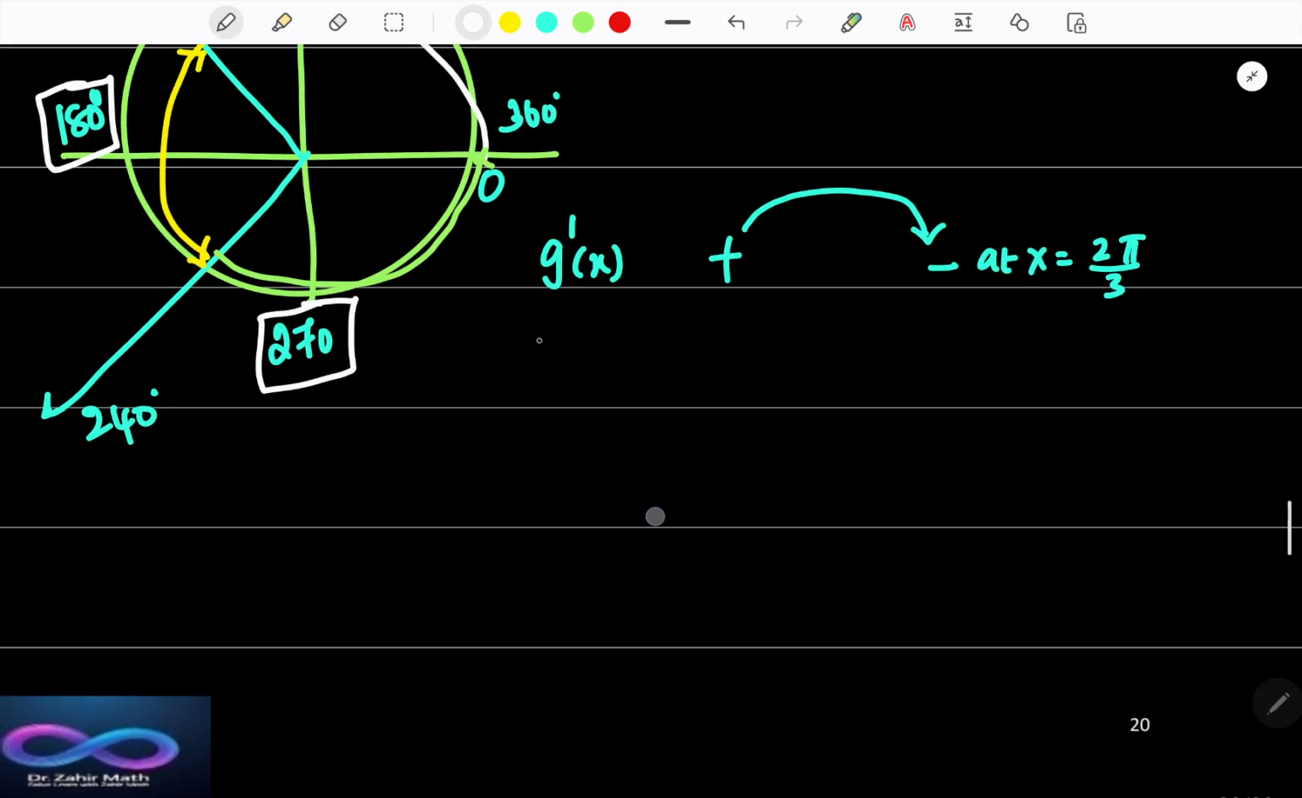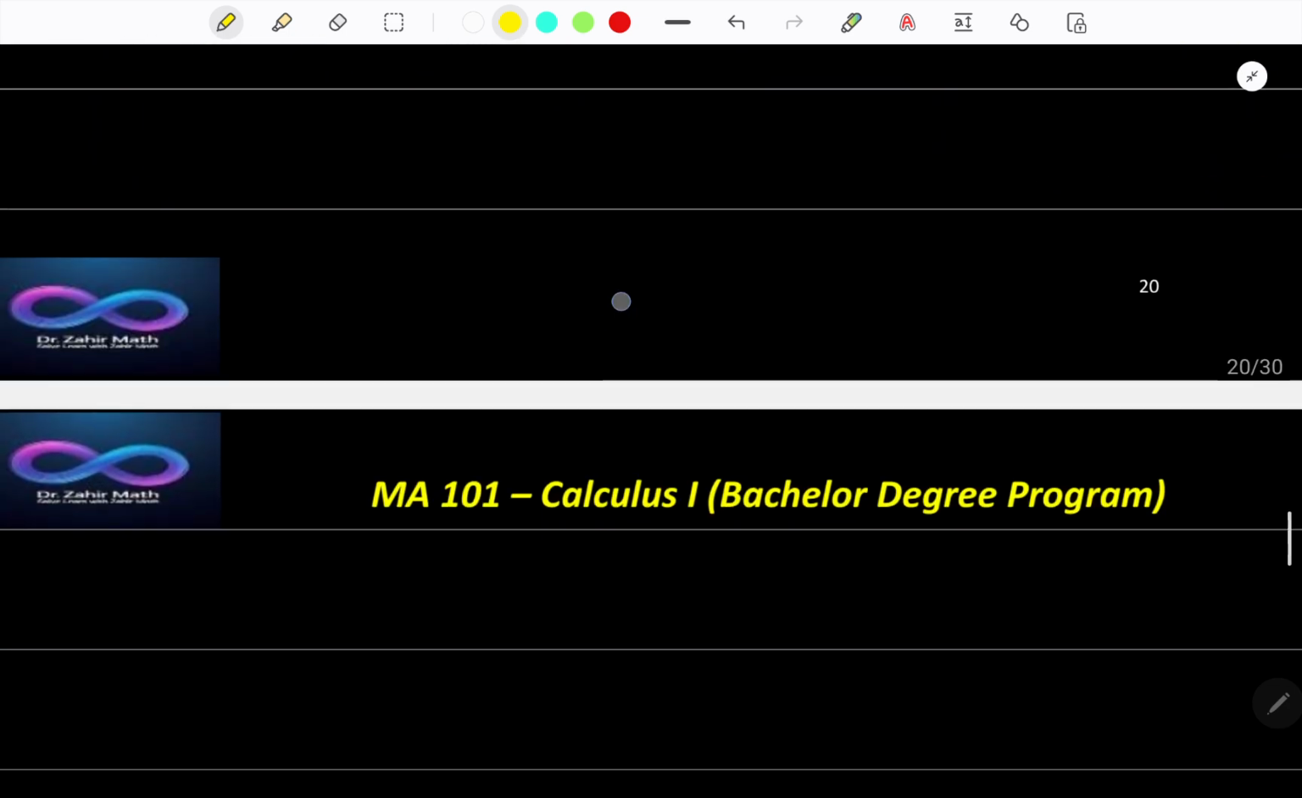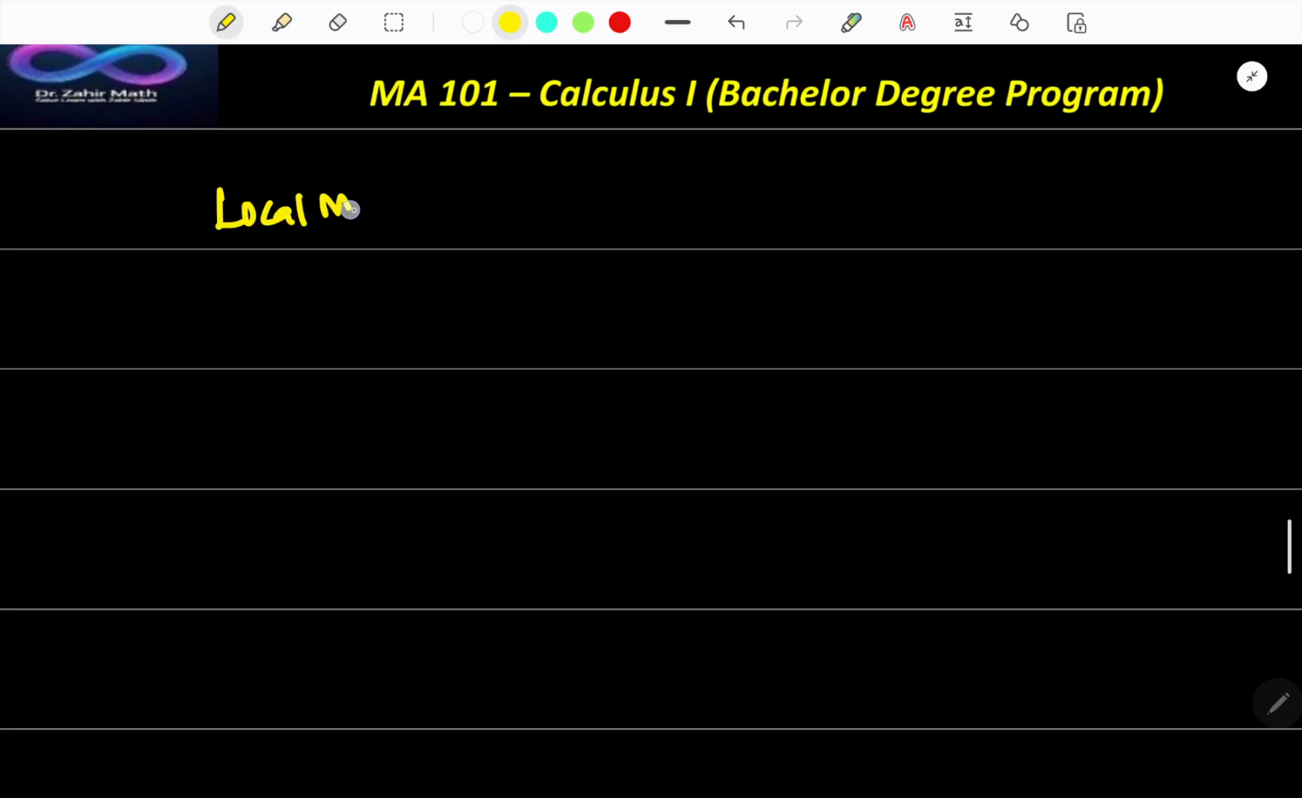Here, the same g dash of x changes from negative to positive at x equals 4 pi by 3. Clear, all of you? If it is changing from positive to negative, this is a maximum, and this is a minimum. In general we say local maximum and local minimum. They are asking to find the local maximum value, and you also have to calculate the local minimum value. Clear everybody?